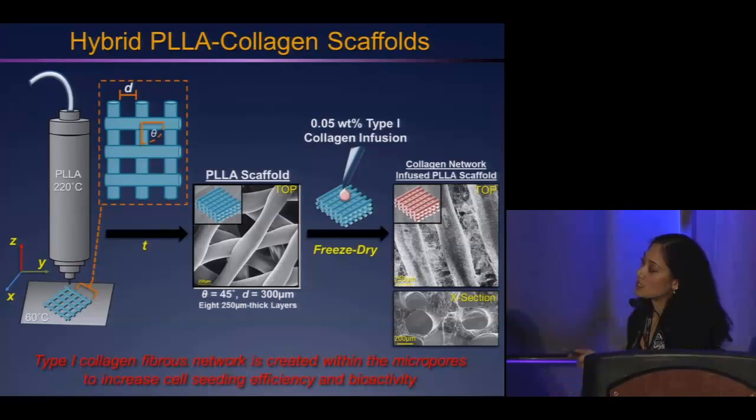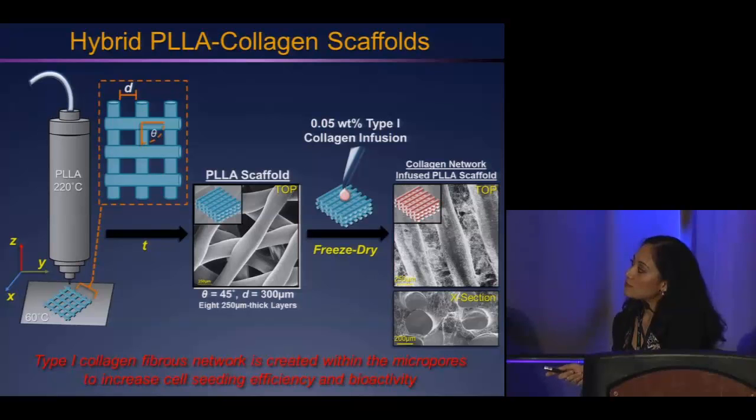So for this particular study, we used a bioplotted polylactic acid scaffold, which is shown here. This is the actual architecture that we used for this initial study, which has an advancing angle of 45 degrees between the layers. So it's not just a grid structure, but it actually has some tortuosity inside the structure, and that's to capture more cells.